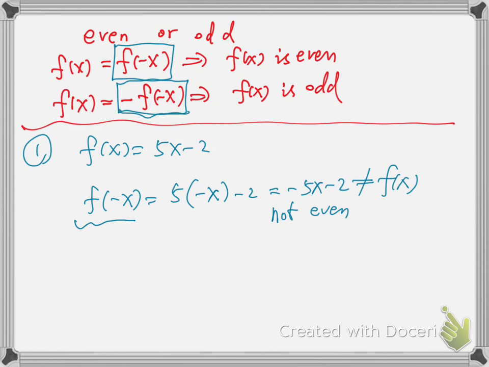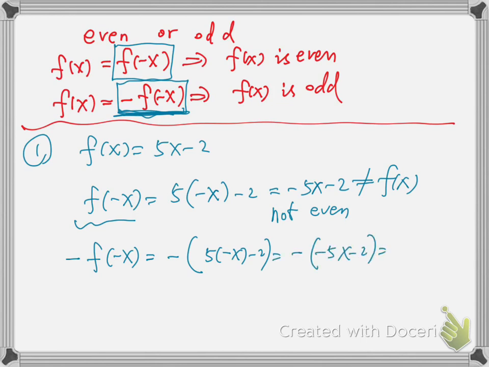So now we check negative f of negative x, the odd part. If this is equal to f of x, then it's an odd function. So negative of negative 5x minus 2 is 5x plus 2, right? F of x is 5x minus 2, so this is also not equal to f of x. So this is not odd. So example 1 is not even, not odd. It's neither.